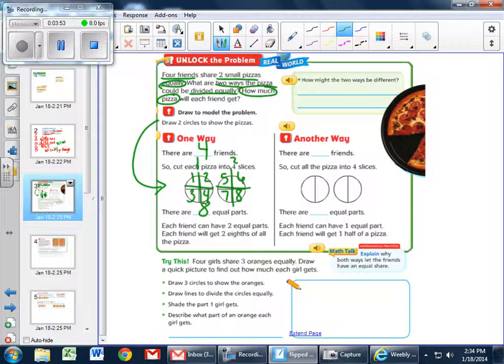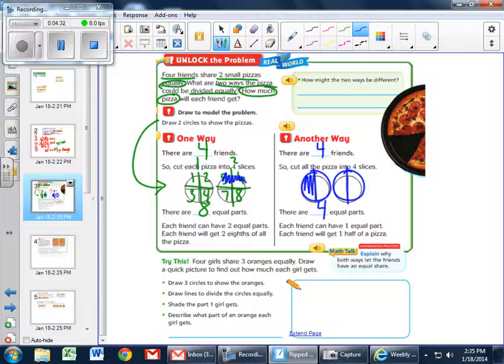Okay? Another way is to look at, there are 4 friends, so you're going to cut your pizzas into 4 slices so that you have 4 pieces total. So there are 4 equal parts. So each friend can have 1 equal part, and each friend gets 1/2 of the pizza. If they get 2/8 of the pizza, they're going to get 2 pieces out of the 8. Would that be the same as this? As the equal?